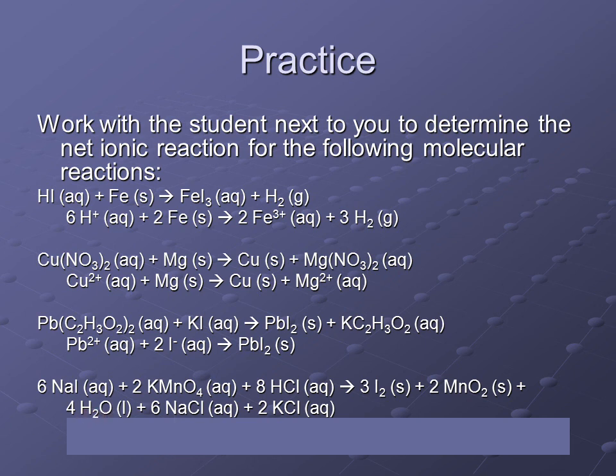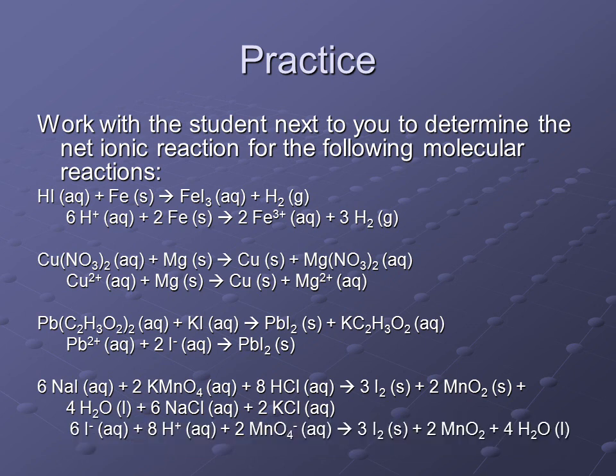And once you cancel out the stuff that occurs on both sides of the reaction, you end up with this. Your spectator ions were the sodium ions, the potassium ions, and the chloride ions. What you're left with is that iodide ions plus hydrogen ions plus permanganate ions creates elemental iodine, manganese 4 oxide, and some water.